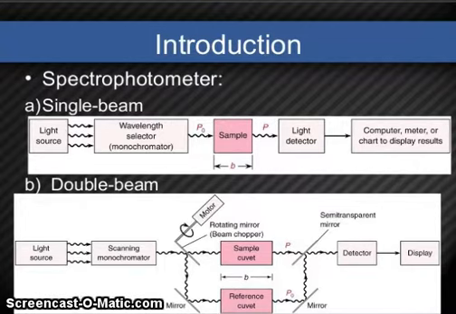In double beam: light source, scanning monochromator, motor, rotating mirror, beam chopper, sample cuvette, reference cuvette, P and P0, mirror, semi-transparent mirror, detector and display.